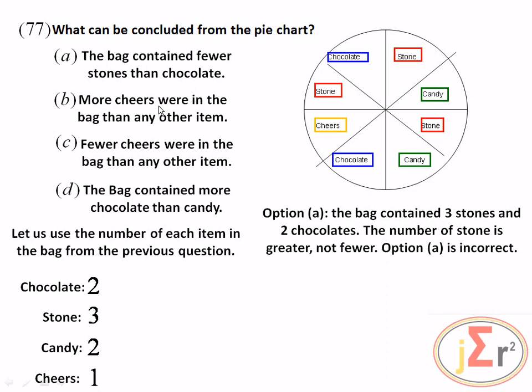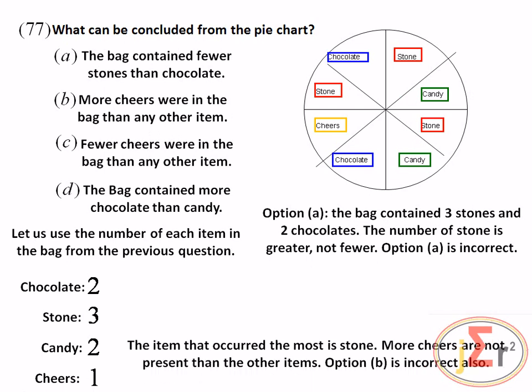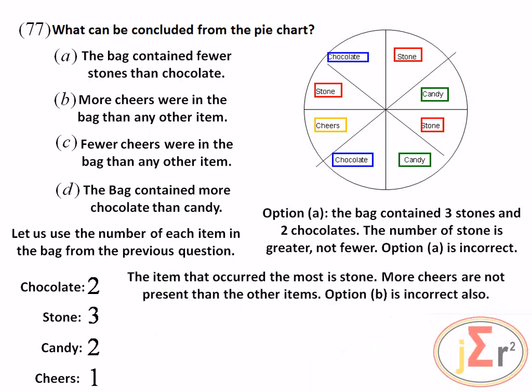Option B, more chairs were in the bag than any other item. Do we have more chairs than any other items? How do we know that? Because we only have 1. So we only have 1 chair. Therefore, we cannot possibly have more chairs than any other item. The item that occurs the most is stone. Option B is incorrect also.